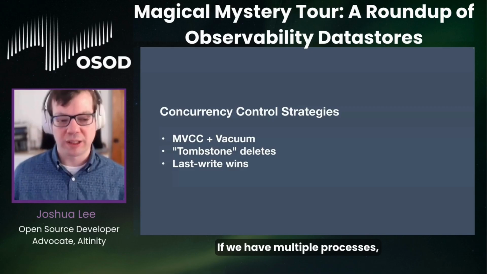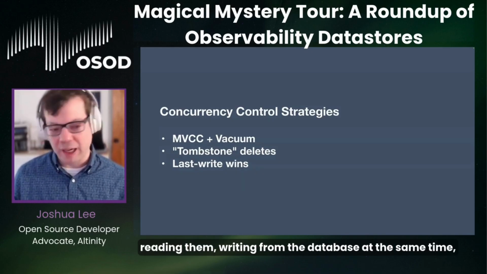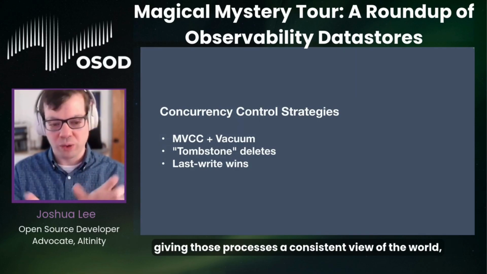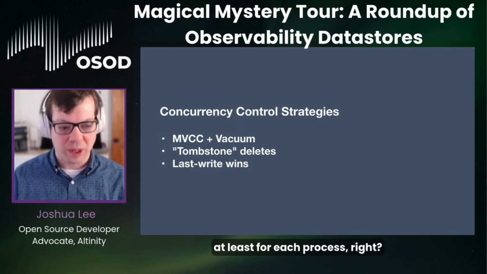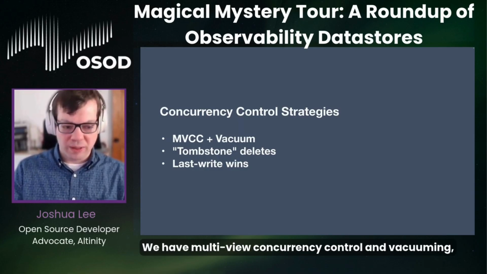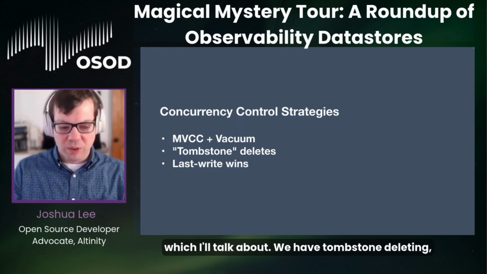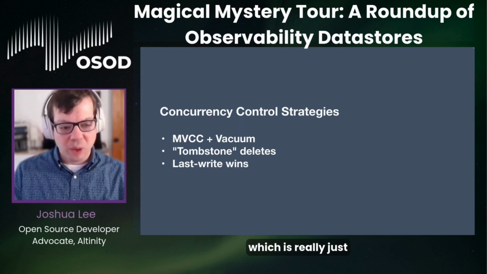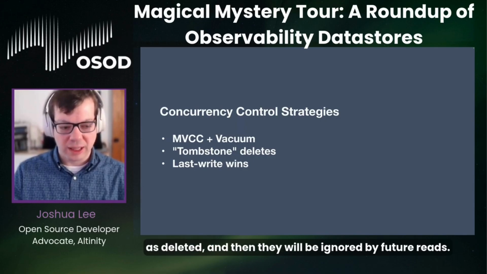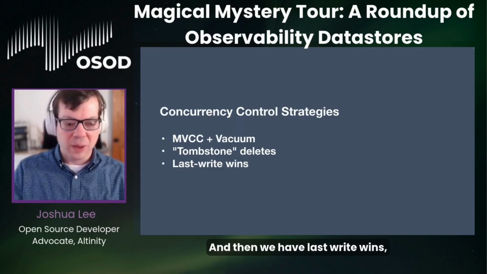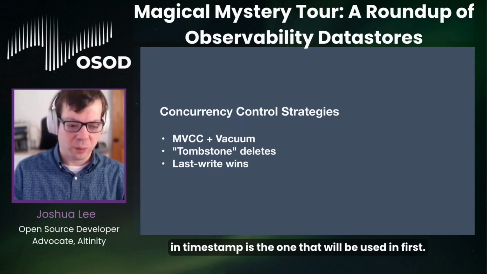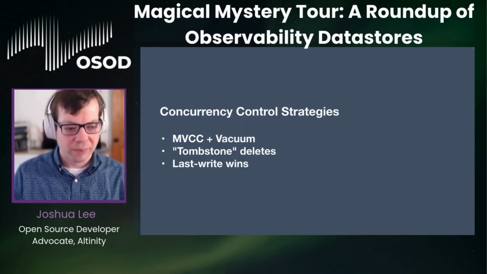If we have multiple processes reading and writing from the database at the same time, we need some way of managing the concurrency and giving those processes a consistent view of the world, at least for each process, right? There are a few different strategies we can use for that. We have multi-version concurrency control and vacuuming, which I'll talk about. We have tombstone deleting, which is really just a way of marking specific files as deleted, and then they will be ignored by future reads. And then we have last write wins, where you essentially just keep writing data, and whichever write had the latest timestamp is the one that will be used in queries.